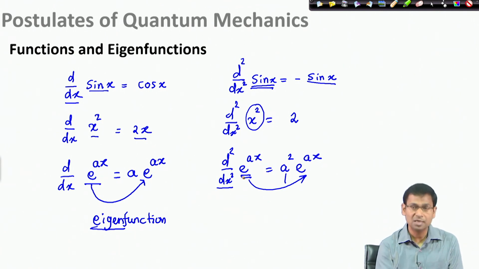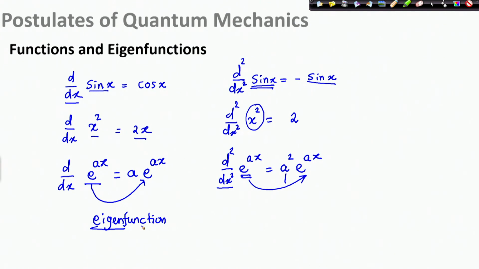So, here what we see is that sin x is not an eigenfunction of d by dx, but is an eigenfunction of d square by dx square. X square is neither an eigenfunction of d by dx nor an eigenfunction of d square by dx square. E to the power a x, on the other hand, is an eigenfunction of both d by dx as well as d square by dx square. So, there are some functions which are eigenfunctions of some operator. When we define an eigenfunction, we always have an operator in our mind. Eigenfunctions cannot exist in vacuum.